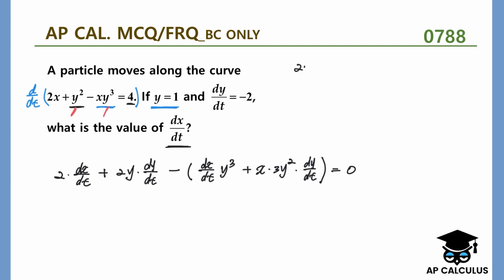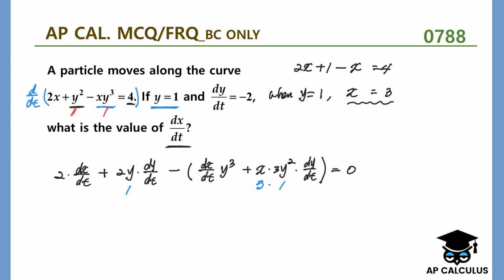Then we have 2x plus 1 minus x times 1 cubed, that's x, is equal to 4. So x is equal to 3, right? When y is equal to 1, our x is equal to 3. So far so good. So let's substitute 1 for y, 3 for x.